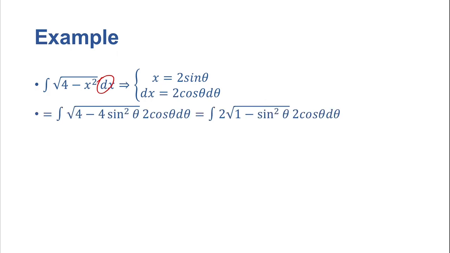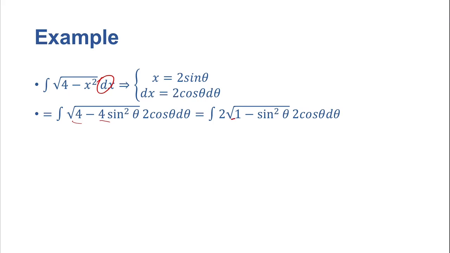So we're going to get the integral of the square root of 4 minus 4 sine squared theta, times 2 cosine theta d theta. Now this is going to look like a mess, but it's going to simplify real nice. We're going to pull the square root of 4 out from both of these and put it outside the square root. So that gives us the integral of 2 times the square root of 1 minus sine squared theta, times 2 cosine theta d theta.